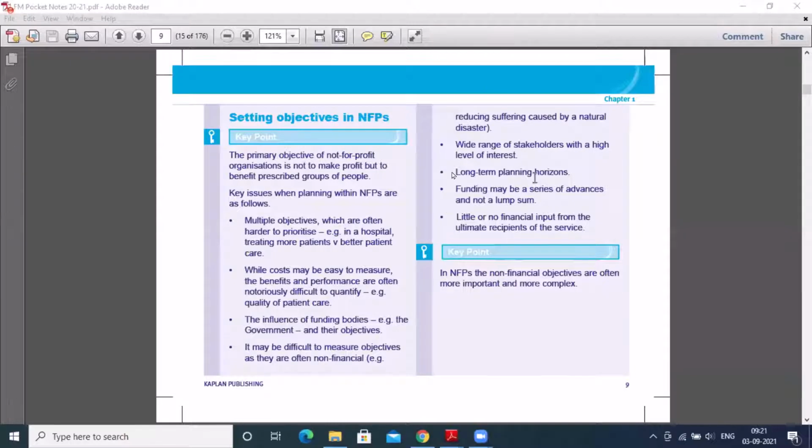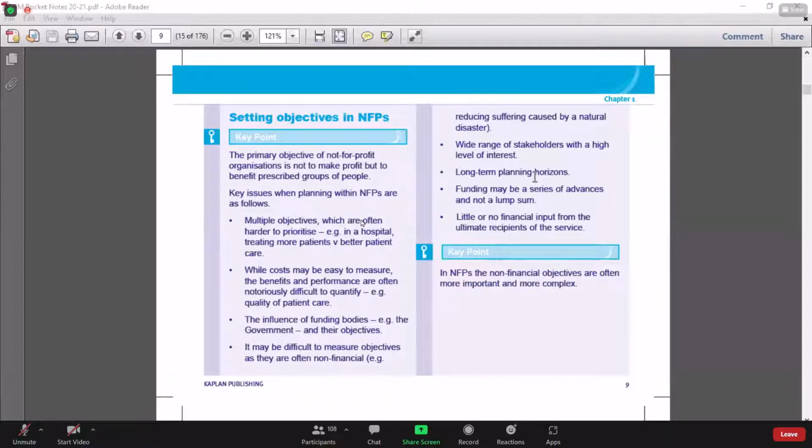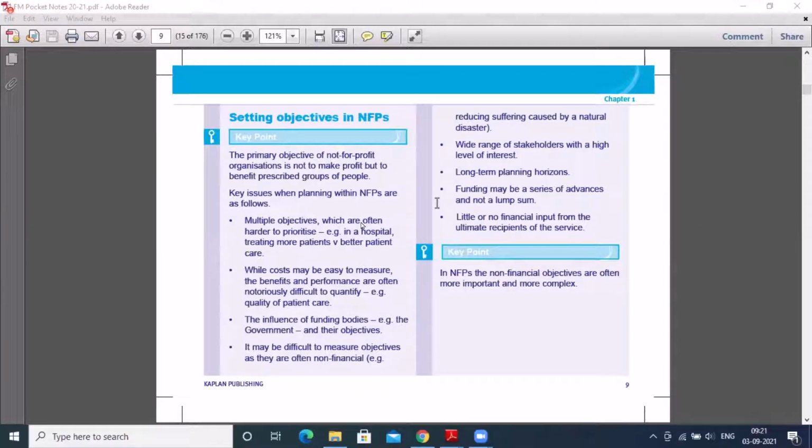Last point. What is that? That is little or no financial input from the ultimate recipients. As I mentioned, whoever actually benefited from that particular not-for-profit organization, there will be very little contribution from them, or in some cases, there won't be any contribution also. The contribution, in the sense I'm especially highlighting, is the financial contribution. Of course, they might involve themselves for the non-financial element, but financial contributions are very little. It means whoever actually received that particular service.